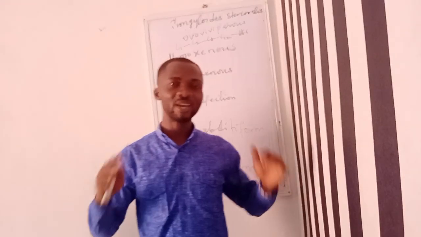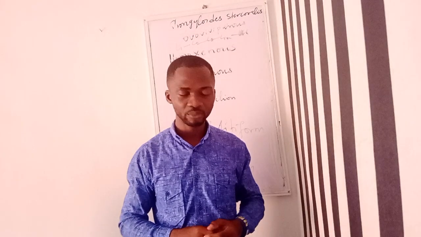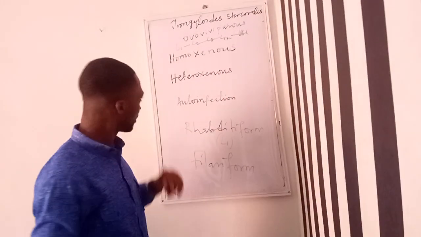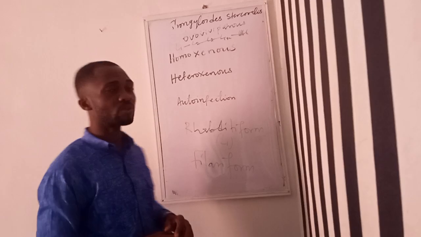So this is what we call the heterogonic life cycle. The last stage, but not the last stage, is what we call auto-infection.